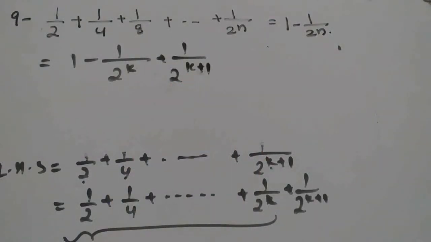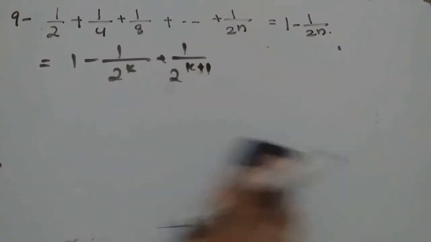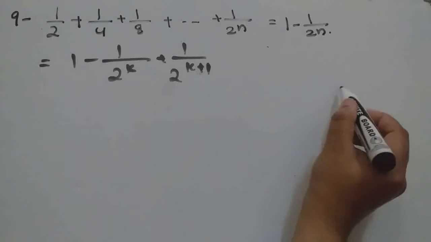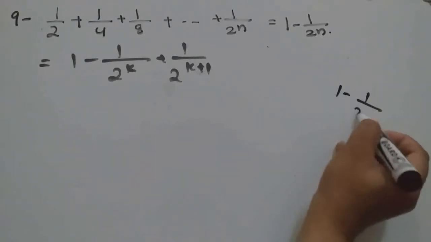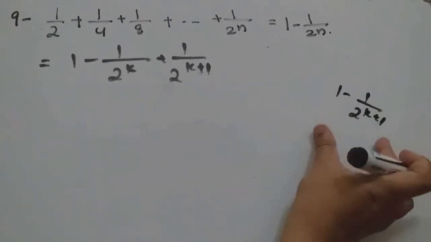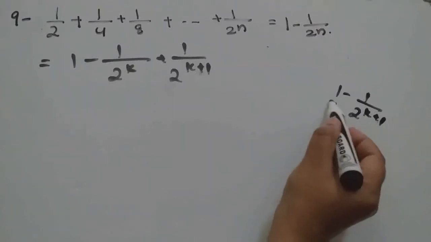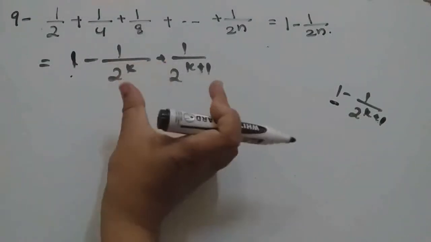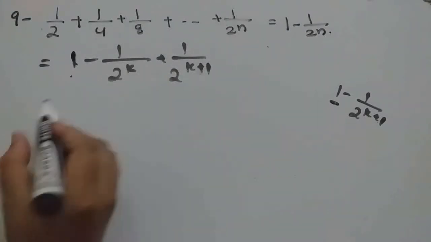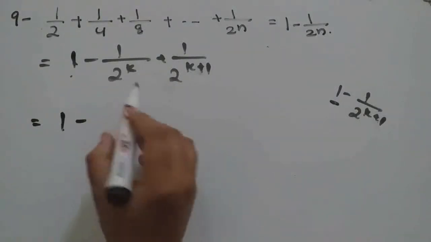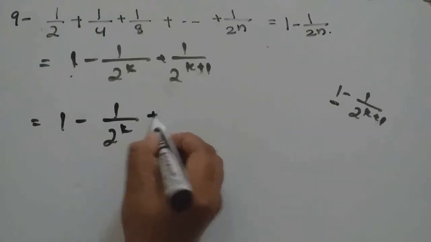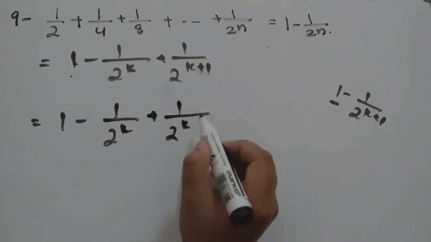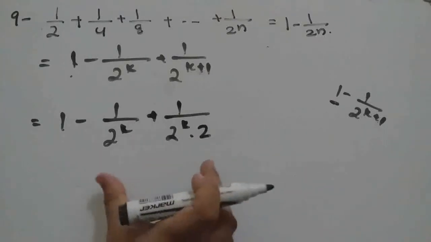Now what we have to prove? RHS is what? 1 minus 1 by 2 power k plus 1, isn't it? This we have to prove. So 1 is already there, so this 1 we won't touch here. Okay, now we will solve this one. So what we can do? See, 1 by 2 power k, this we can write 1 by 2 power k into 2, isn't it?